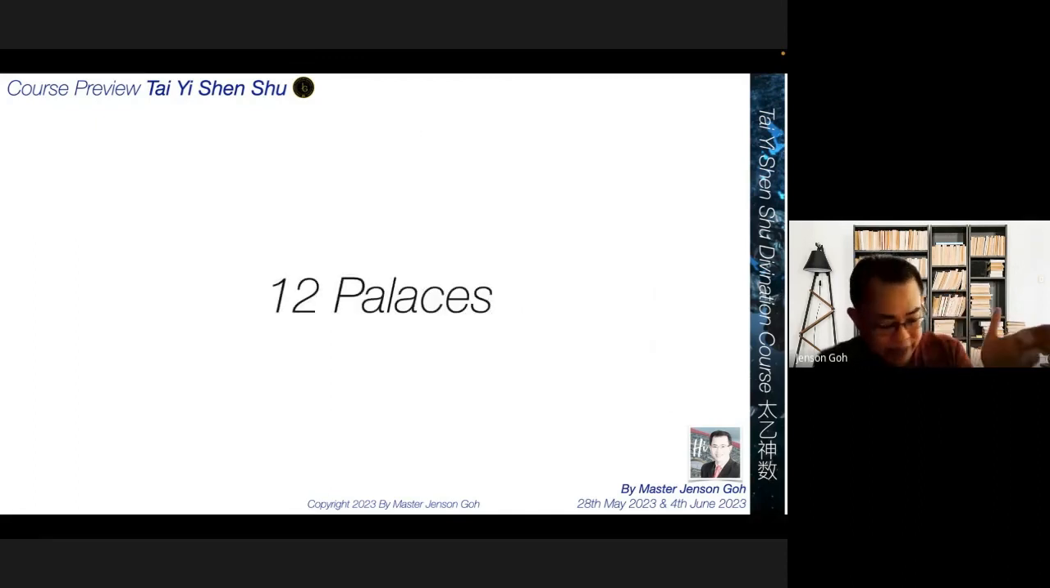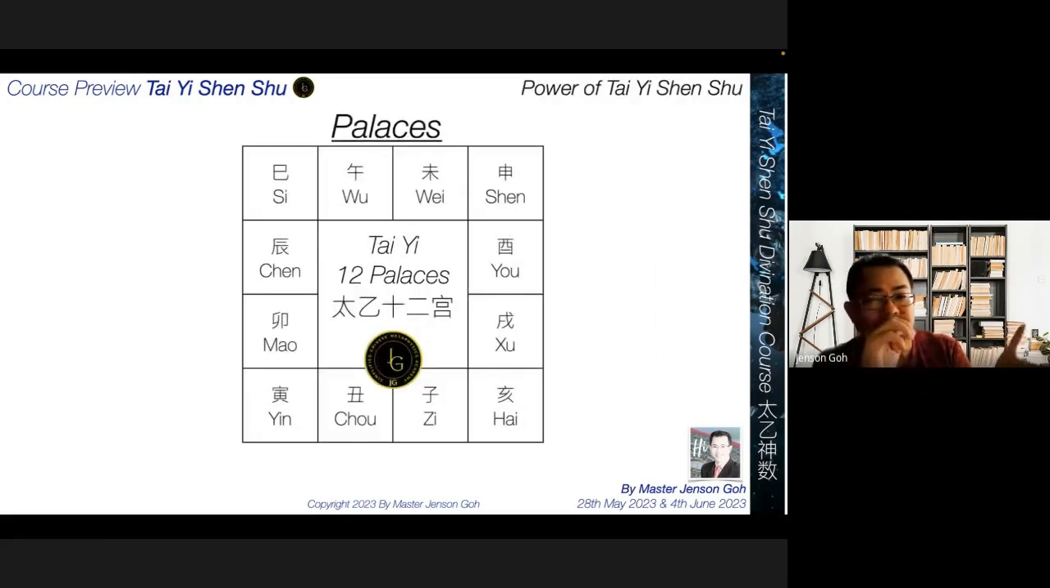The next set of palaces we are using is called the 12 palaces. These 12 palaces are quite common if you have been doing Fengshui or Bazi. For those who do Bazi, this is basically in the finger, for those who learn the finger method. For those who do not learn the finger method, this is how it looks like: Mao, Chen, Si, Wu, Wei, all around.